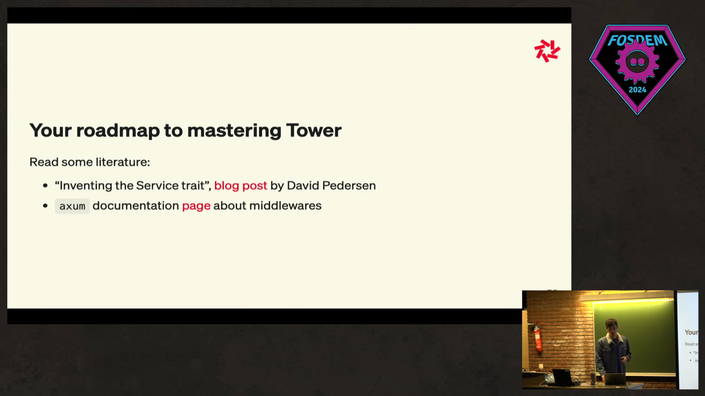Then I recommend reading Inventing the Service Trait. That's a blog post by David Pedersen, who's a Tower contributor. It's a really good introductory blog post, so maybe you can start with that. It takes about 15 minutes. I found that the Axum documentation page about middlewares is really, really good. So I think that's a really good resource.